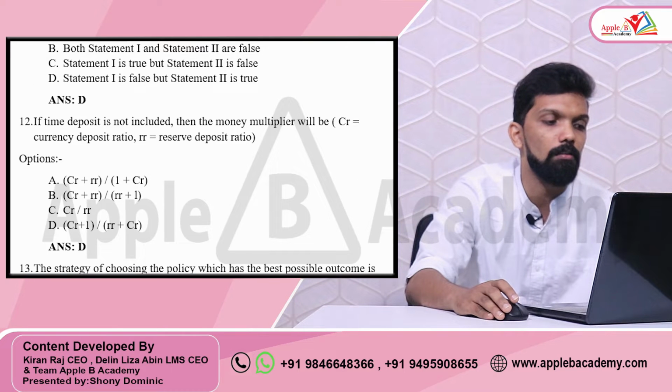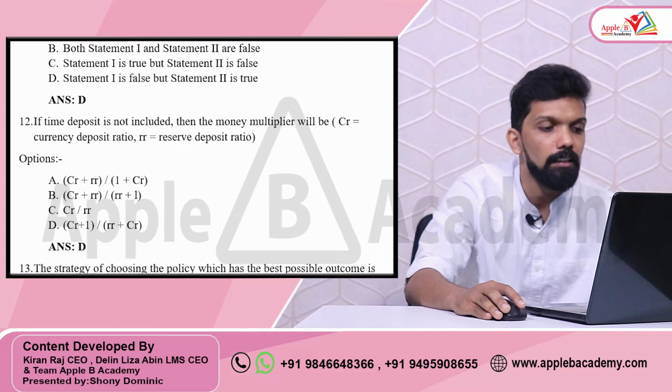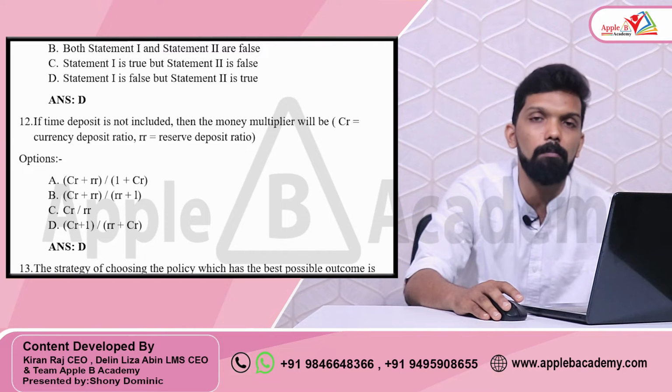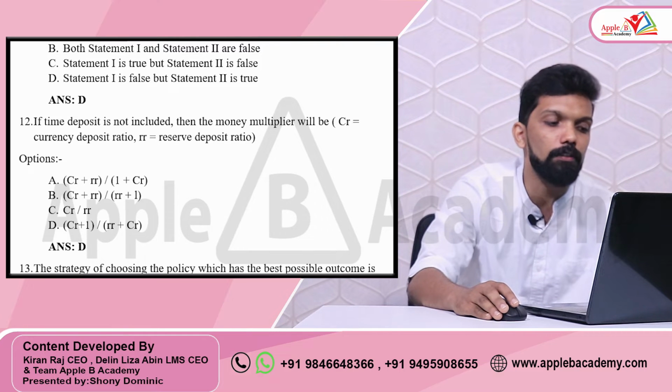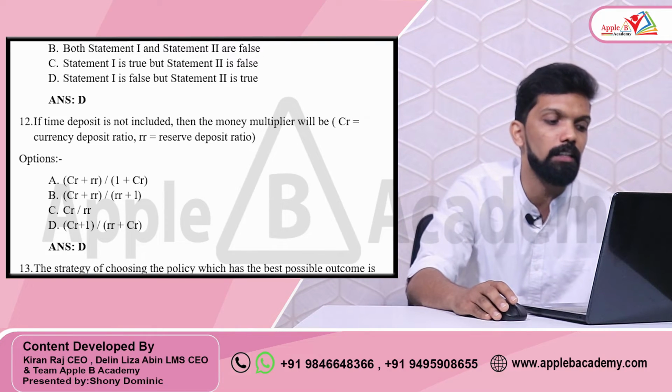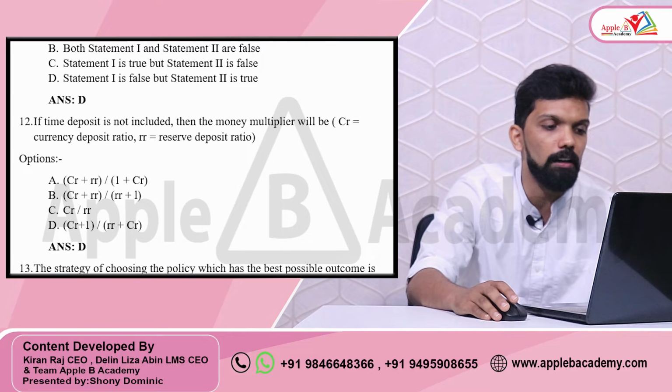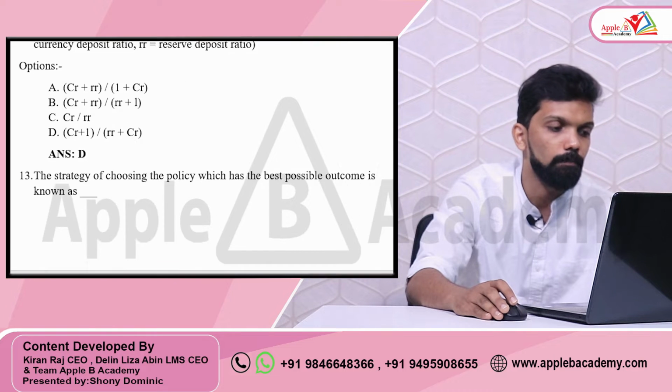So 12th question: if time deposit is not included, then the money multiplier will be. So we have to understand what is the correct money multiplier equation. Different options are given. The right answer for this question is option D, which is currency ratio plus 1 divided by reserve deposit ratio plus currency ratio. Option D, CR plus 1 divided by RR plus CR.